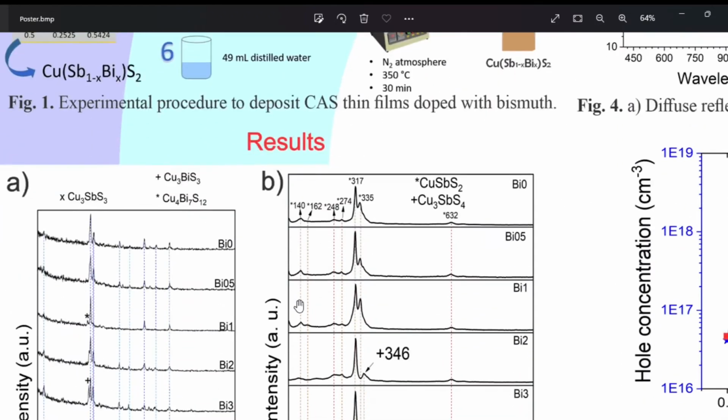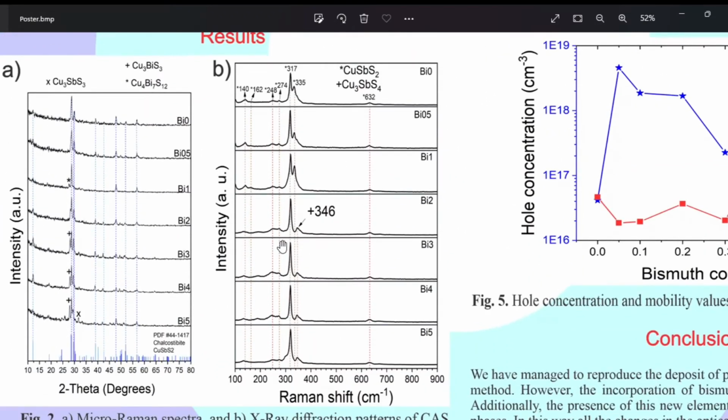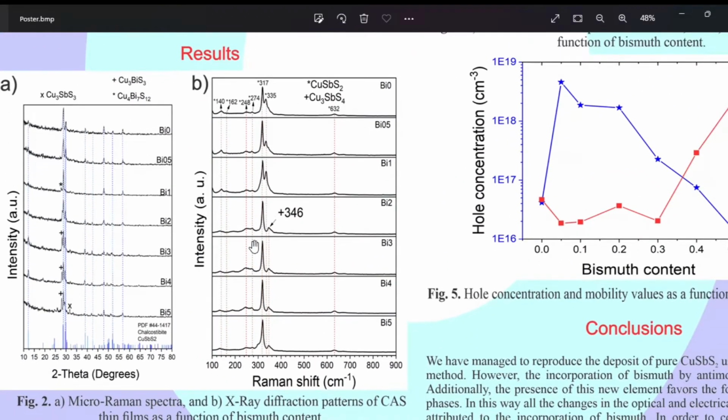Results. Here we can see the X-ray diffraction results for each sample based on its bismuth content. We can observe that in the case of the pure sample and low bismuth content, only the chalcostibite phase is present. However, higher amounts of bismuth favor the appearance of secondary phases.